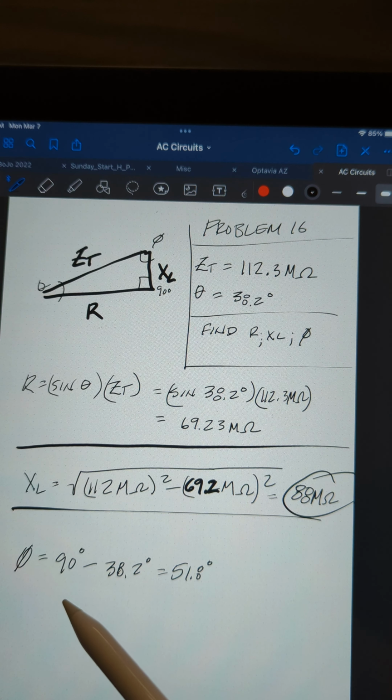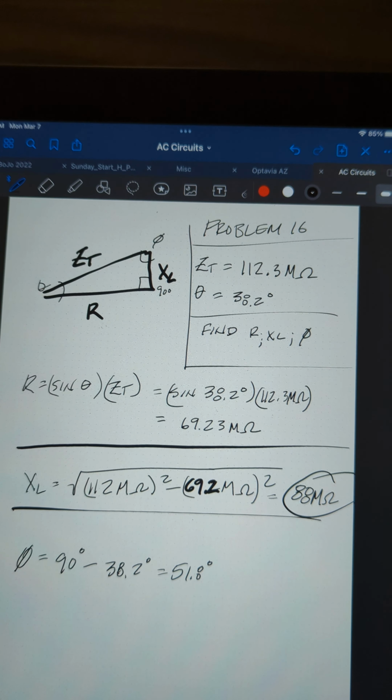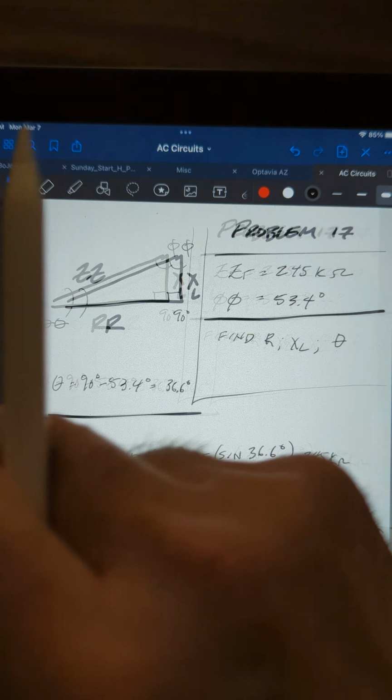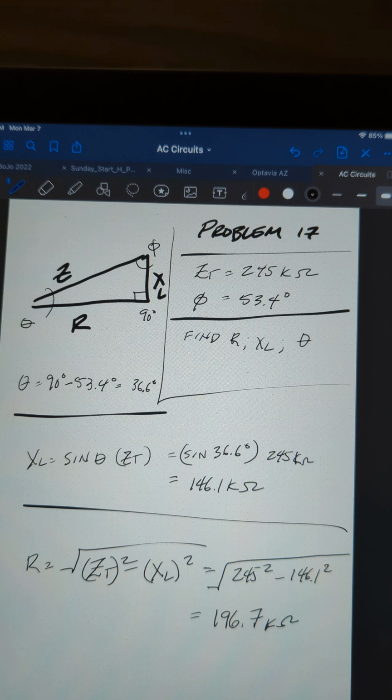And then phi again is just, you take 90 degrees minus the opposite angle, then you get 51.8 degrees. Moving on, let's take a look at 17.